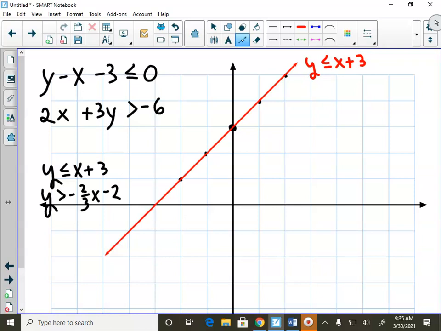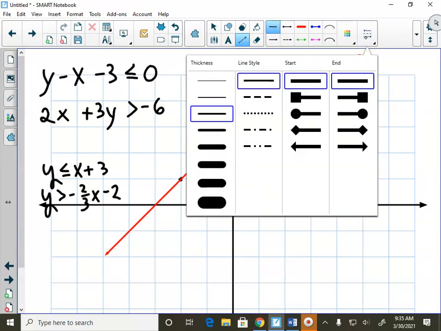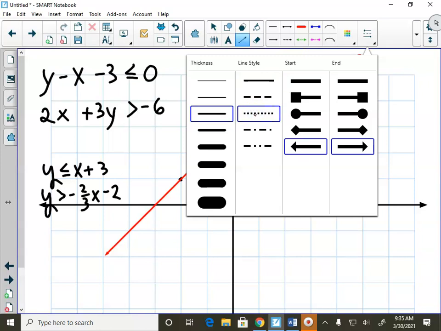Okay, and this time my line is actually going to be a dashed line, because again, it's just greater than, it's not equal to. So I'm going to create a dashed line here. And my y-intercept is at negative 2.